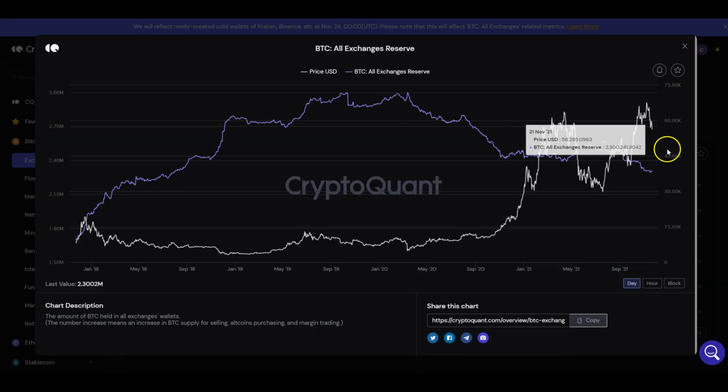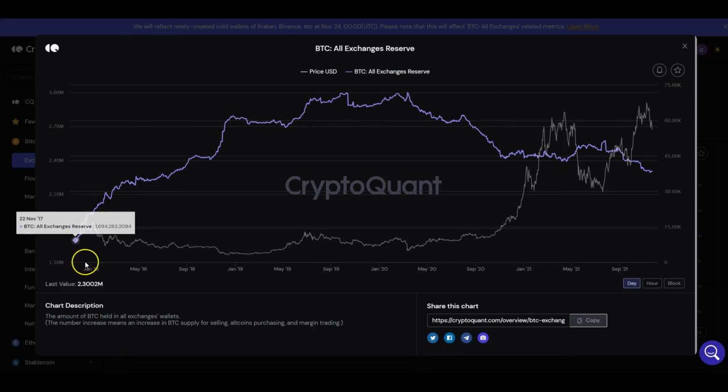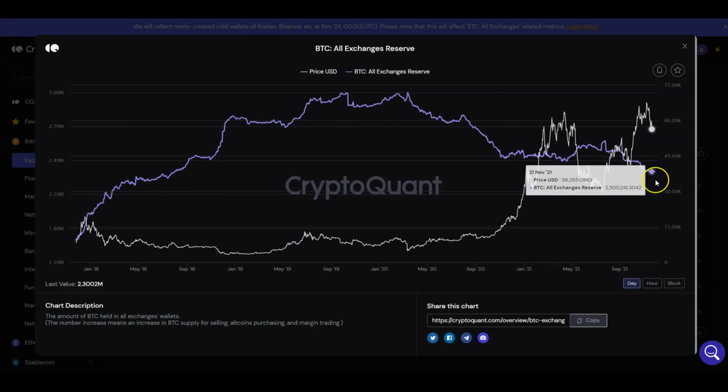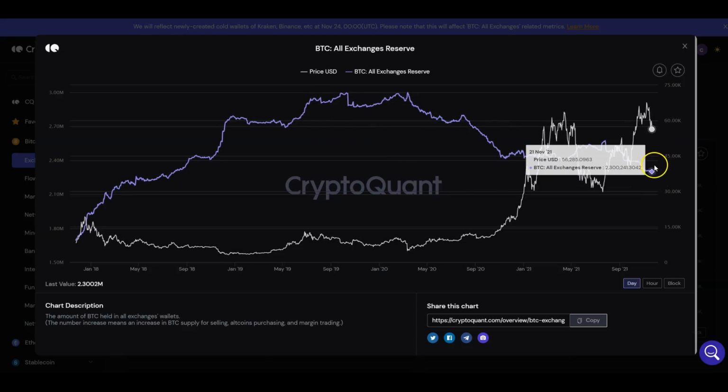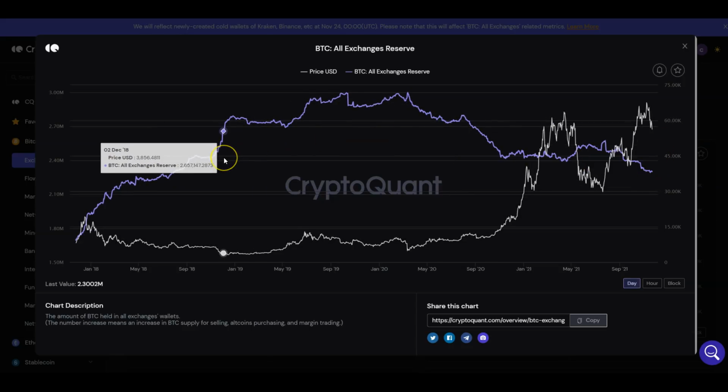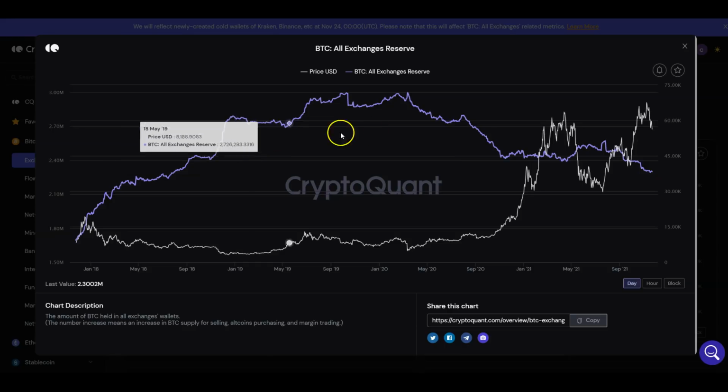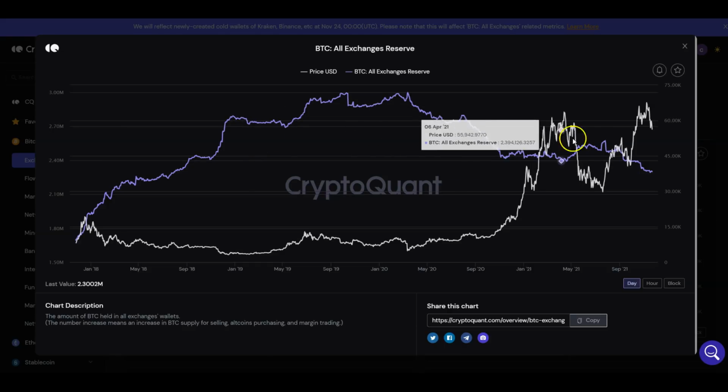Bitcoin exchange reserves, pretty quiet, nothing going on there. This dates back to 2018. This is at a multi-month low currently. This purple line is the exchange reserves, white line is price. This is just simple supply and demand. If exchange reserves are increasing, we're probably more bearish than bullish. If they're declining, we're probably more bullish than bearish.